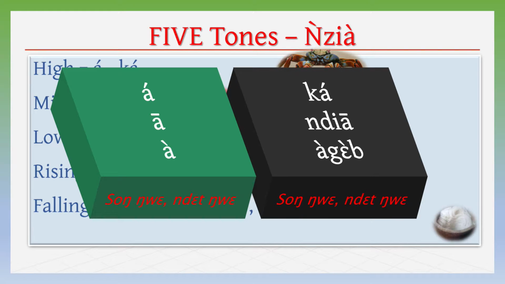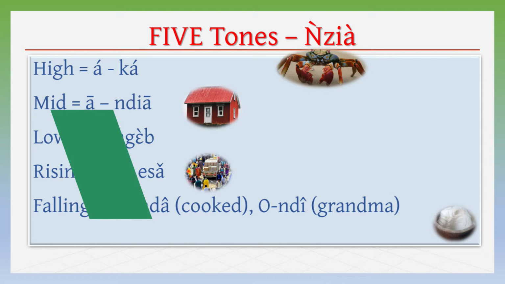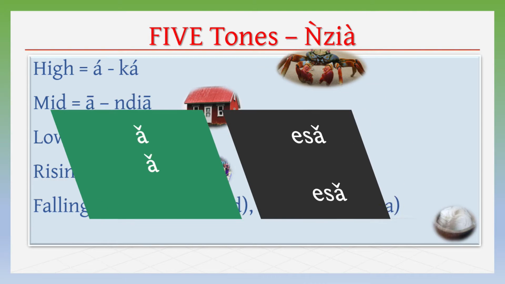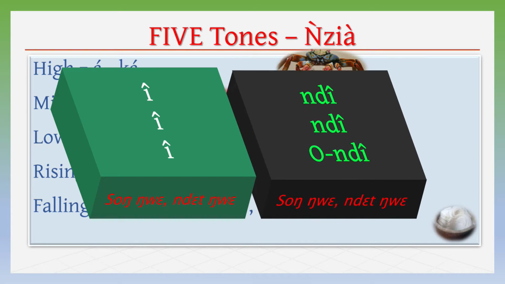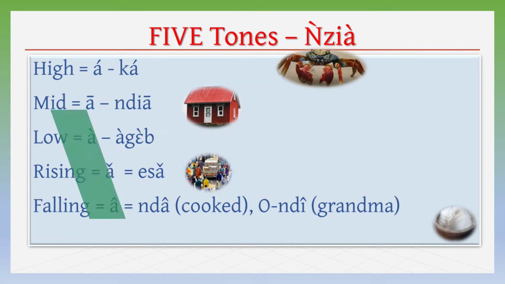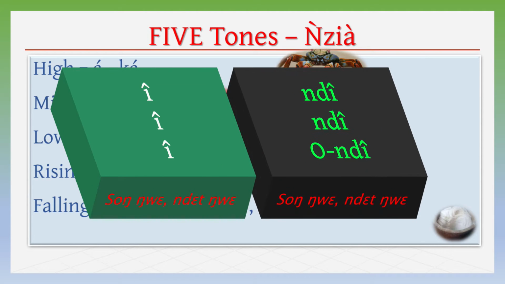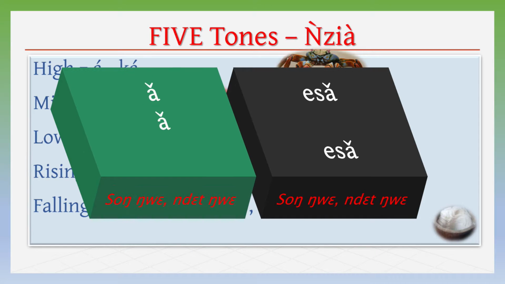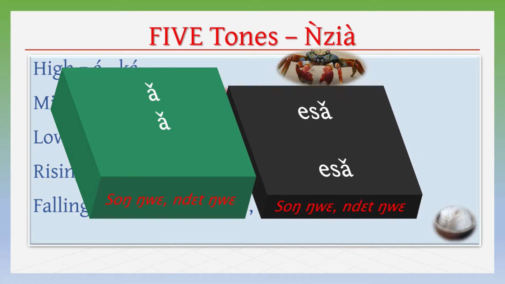Ka ndia agep. Now, the rising tone is sa. The falling tone, as in ndi, ondi. So you see, it rises and falls. So that's why they call it the falling tone. But the rising tone falls and rises. Esa.